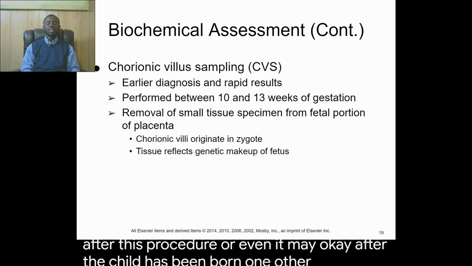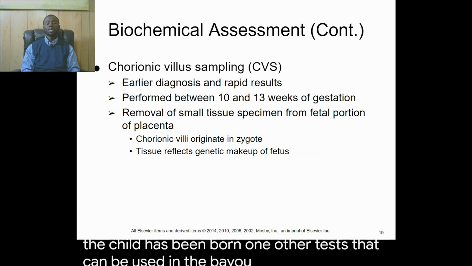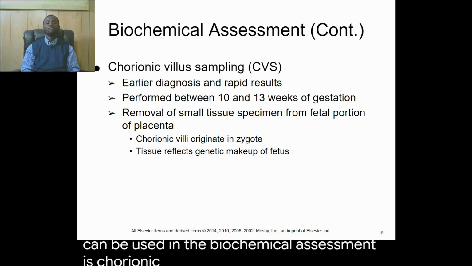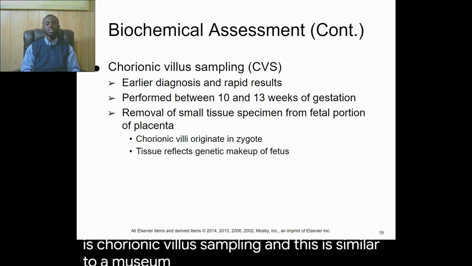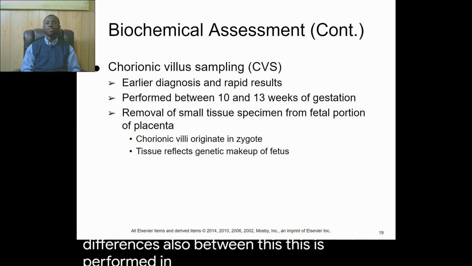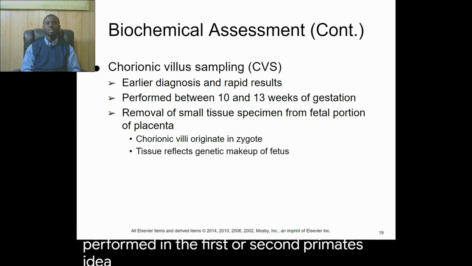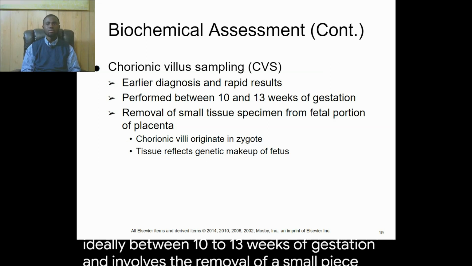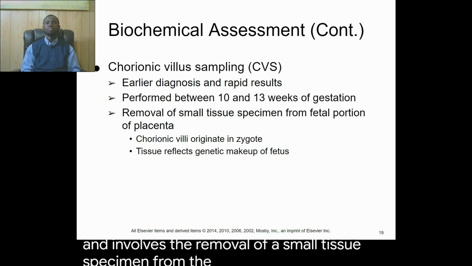One other test that can be used in the biochemical assessment is chorionic villus sampling, and this is similar to amniocentesis, but there are some differences also between them. This is performed in the first or second trimester, ideally between 10 to 13 weeks of gestation, and involves the removal of a small tissue specimen from the fetal portion of the placenta.